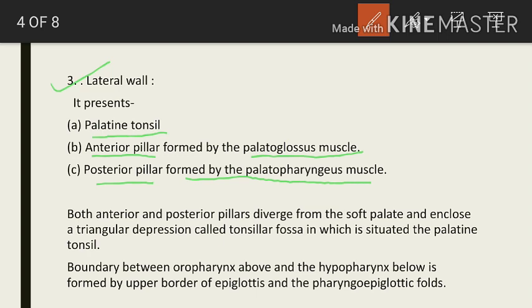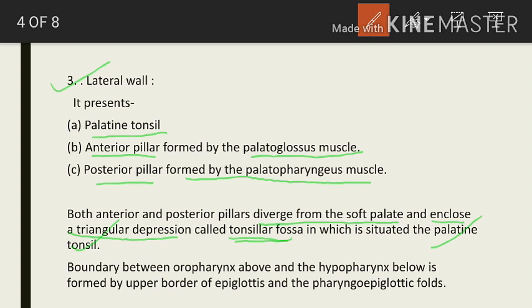And this palatine tonsil is also known as a faucial tonsil. Now, the important thing we need to know is that both these anterior and posterior pillars, that is, the palatoglossal and the palatopharyngeal arches, diverge from the soft palate, and they enclose a triangular depression. This depression is called the tonsillar fossa, in which is situated the palatine tonsil. When I was discussing the pharynx in general, I told you that the palatine tonsil is in the tonsillar fossa. So what is this tonsillar fossa? This is nothing but a triangular depression formed when both the anterior and the posterior pillars diverge from the soft palate.